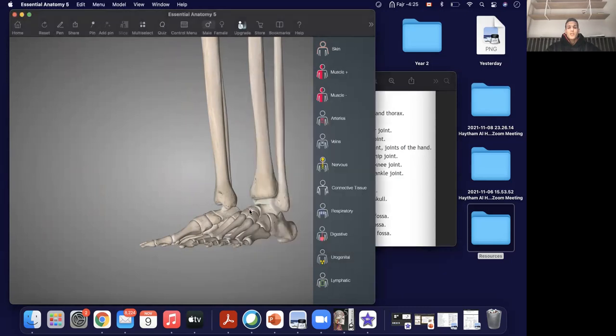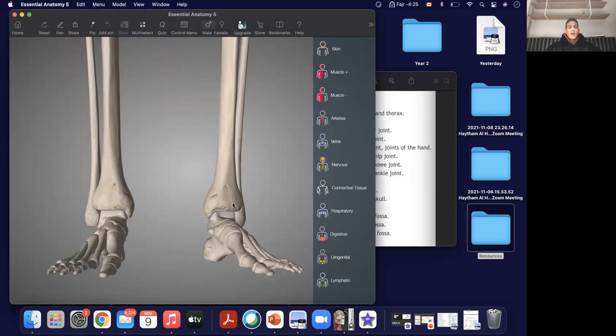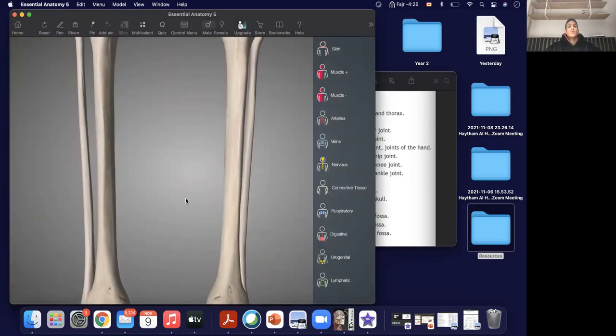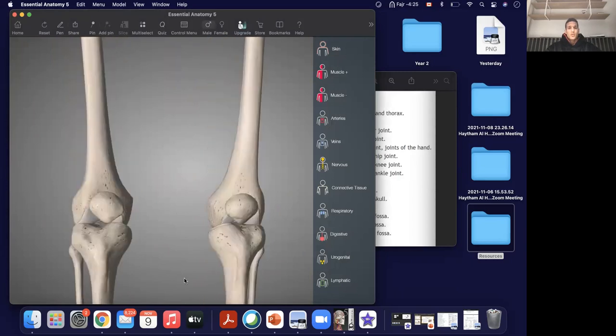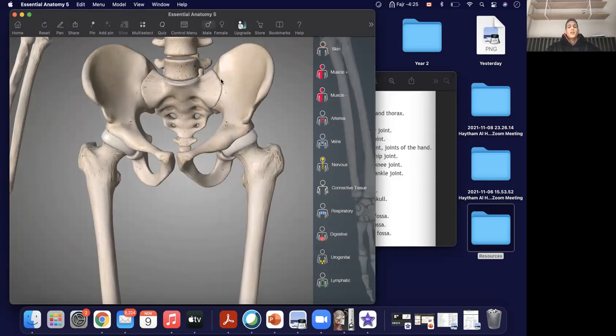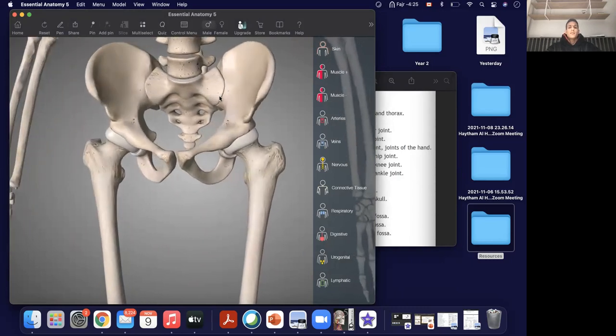Pelvic girdle, joints of the pelvic girdle, very, very, very easy. If you get this point, I think most of the points are quite simple, but you just have to know the details. Here you have the iliosacral joints. Let me show you.